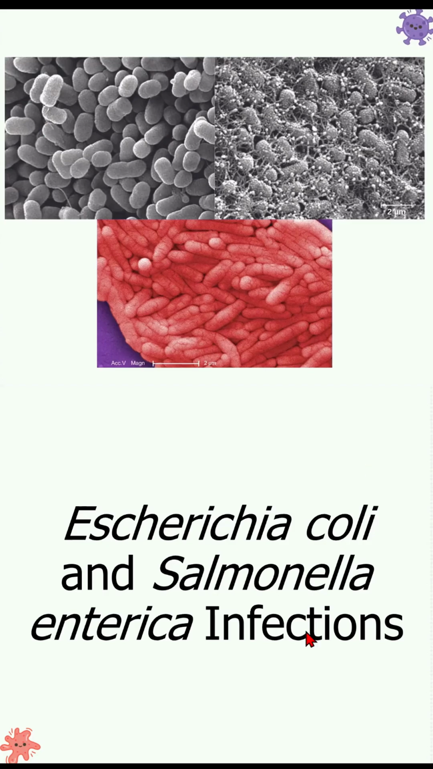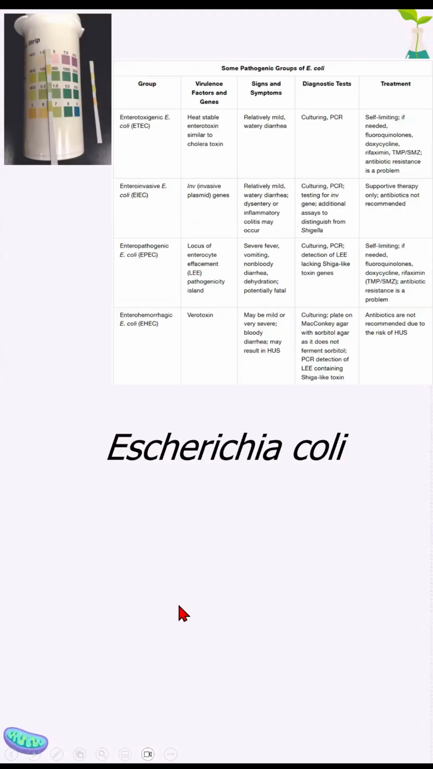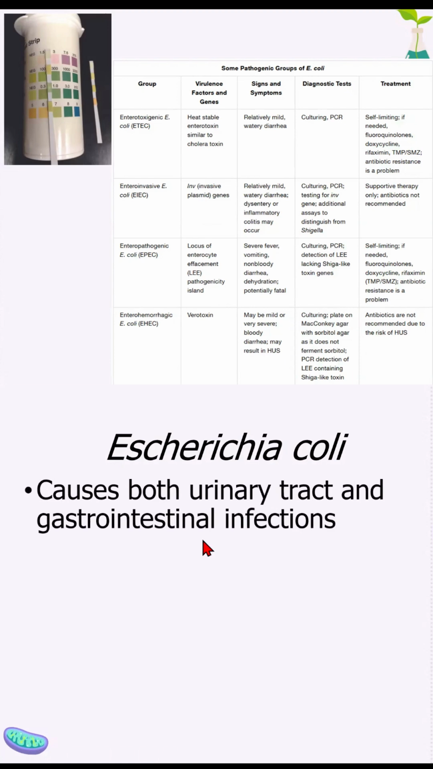Hello, in this video, we are going to briefly talk about infections that are caused by both E. coli and Salmonella enterica. So let's start with E. coli, the most famous bacteria of all. It is known to cause both urinary tract infections and gastrointestinal infections, as well as different types of infections, but these are the two main clinical infections that we see from E.